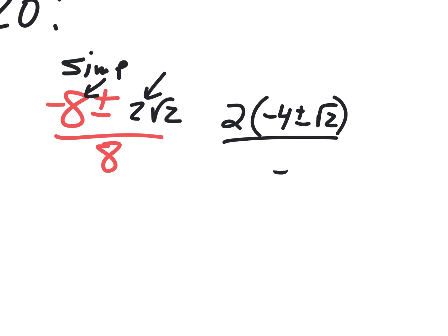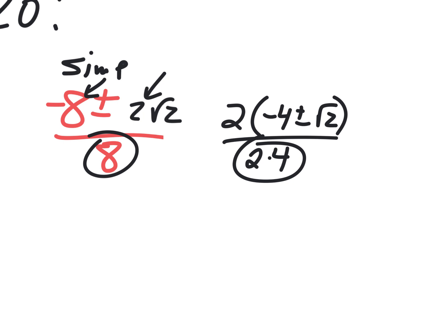But even better than 8, what do you think I should put there? 4. Not just a 4. That would have gotten you a wrong answer. A 2 times 4. You always want to replace like with like. 8 replaces with 2 times 4, because now I can cancel the 2's. You can't just replace it with a 4. Otherwise, do you get what I mean?